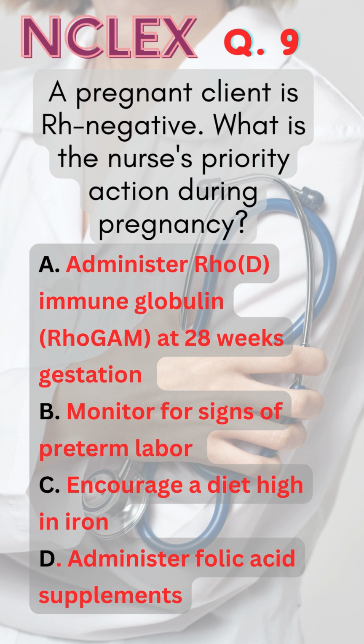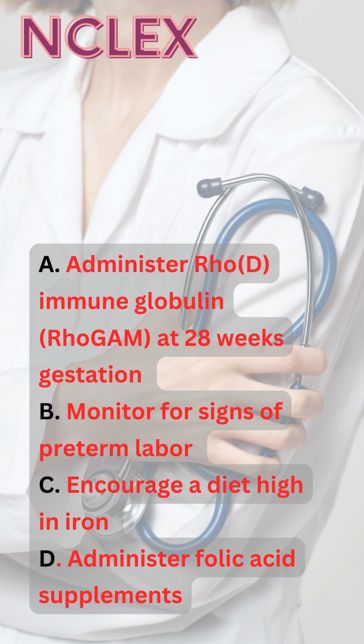Question: a pregnant client is Rh negative. What is the nurse's priority action during pregnancy? A. Administer RhoD immune globulin, RhoGAM, at 28 weeks gestation. B. Monitor for signs of preterm labor. C. Encourage a diet high in iron. D. Administer folic acid supplements.